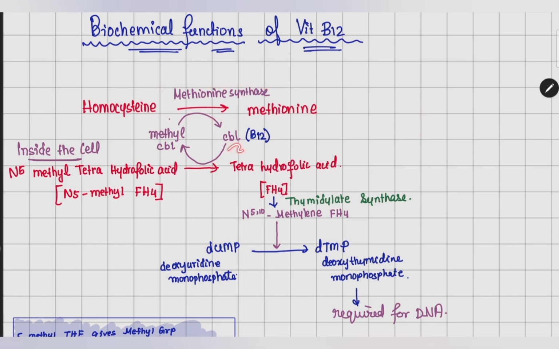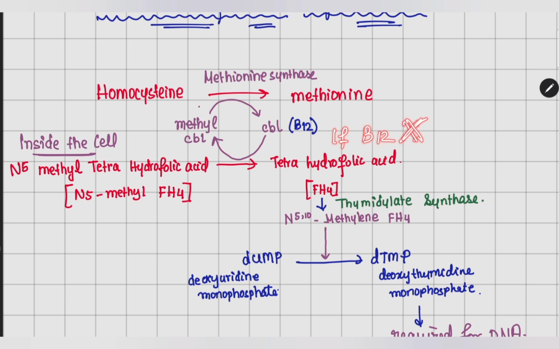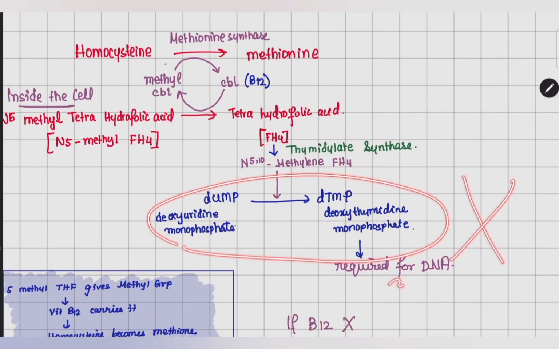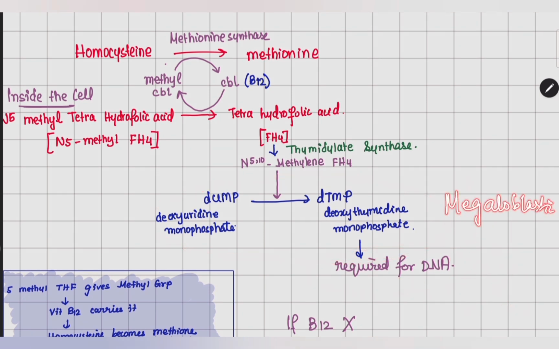B12, also known as cobalamin, is converted to methylcobalamin when methyl tetrahydrofolic acid converts to tetrahydrofolic acid. Therefore, if there is no B12, then tetrahydrofolic acid levels will decrease and the levels of methyl tetrahydrofolic acid will increase. Therefore, folate will be trapped in the form of methyl tetrahydrofolate. This is very important for the exams. If a sufficient amount of tetrahydrofolic acid is not present, then deoxythymidine monophosphate will not be formed, which is a very important base for the DNA, and megaloblastic changes will start to happen.